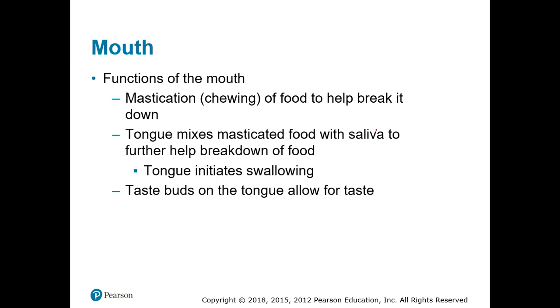Last but not least, there are taste buds on our tongue to allow us to taste different things. There are four major things that you can taste. You can taste sour, salty, sweet, and bitter tastes. And fun fact, different areas of our tongue actually have better taste for certain things. For example, the back of our tongue usually does better for things that are bitter, if I remember correctly.